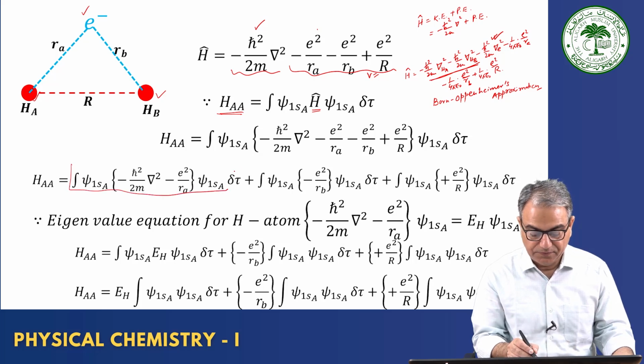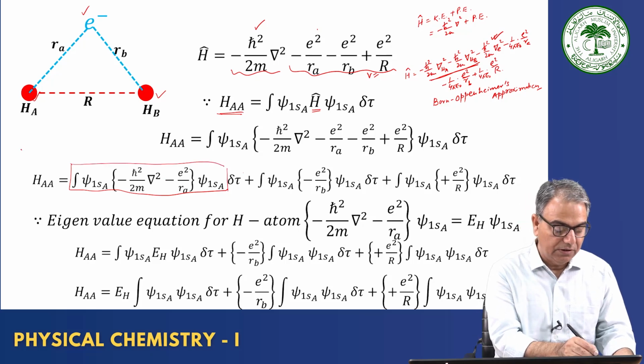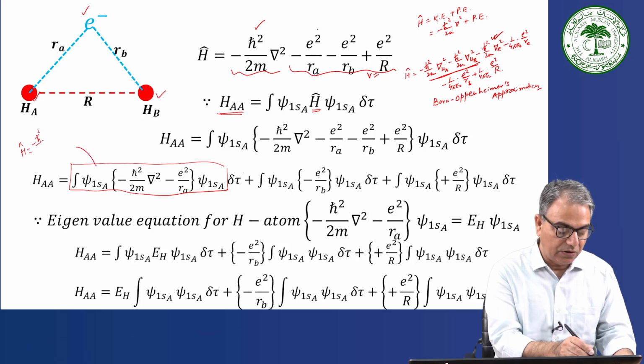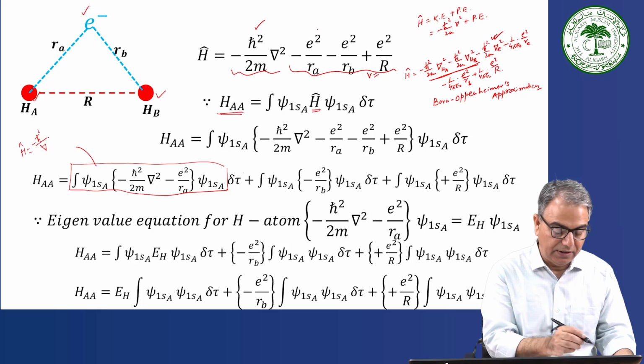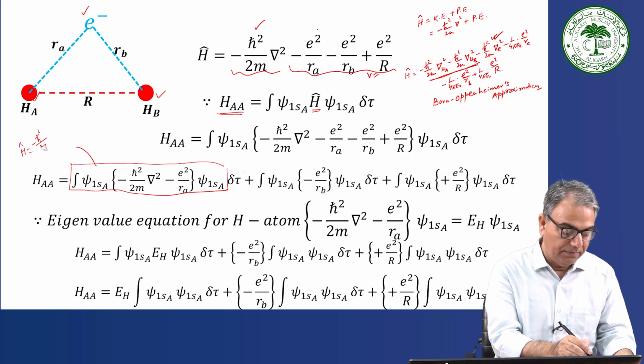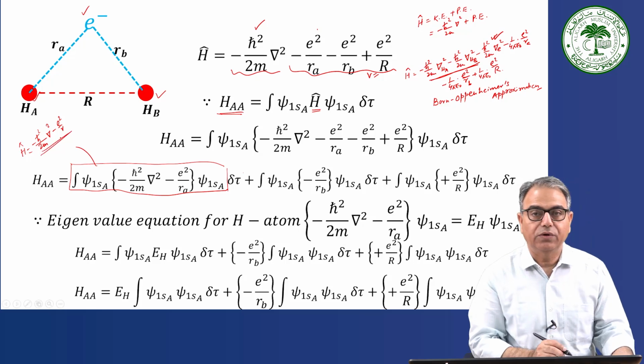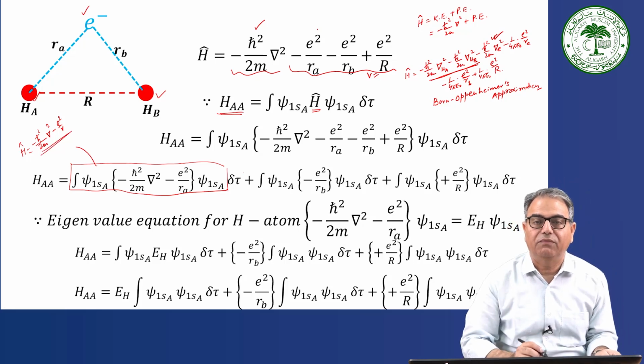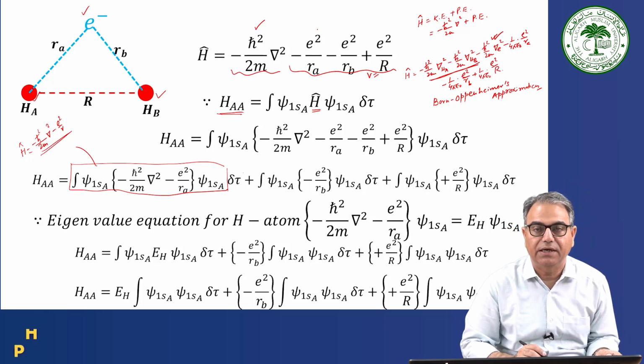This first term, the Hamiltonian which I have used, H, is minus h cross square divided by 2m del square minus e square by R. So can you think of what this indicates? Which system does it indicate?